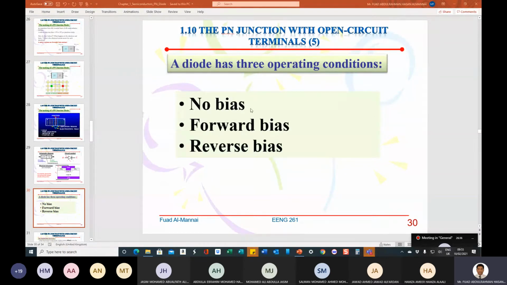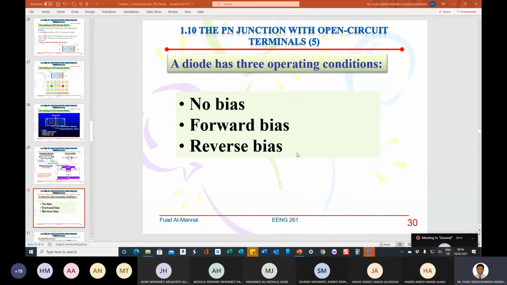Okay, when the diode has no external voltage, that means no bias. We don't apply bias to the diode. And then we're going to do forward bias. That means the diode is on, just like a switch. You switch the switch on. Forward bias. And then we'll look at the reverse bias. Or we can look at the reverse bias first and then forward bias.